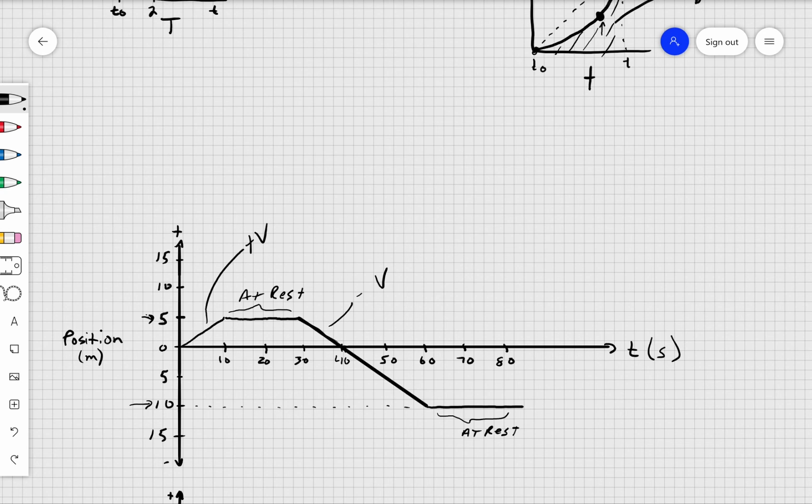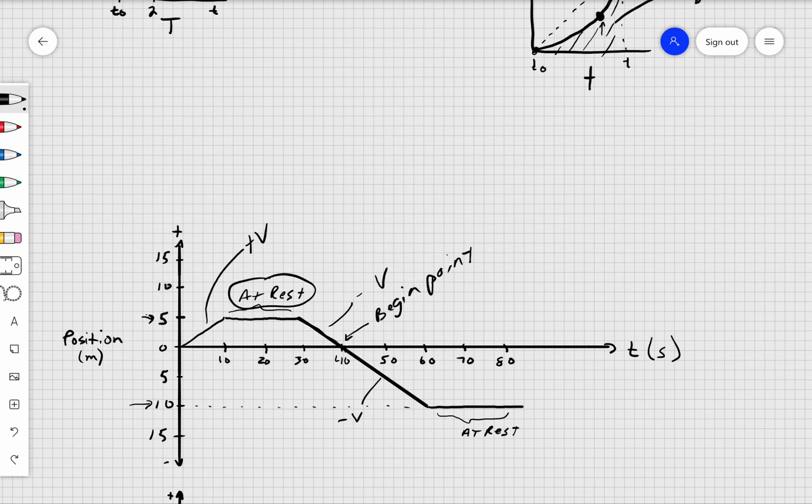So we see that on the top part of the graph, we have in the first section here, that's positive velocity. In the second section here, it's at rest. In this third little piece here, it has negative velocity. Here it's back to where it began. Then it continues with negative velocity in the negative direction.